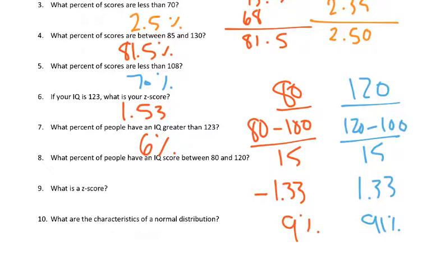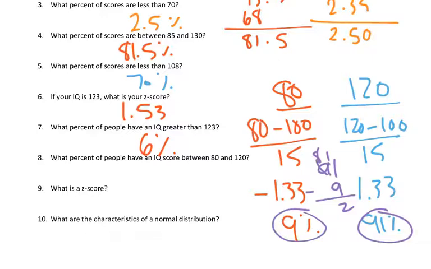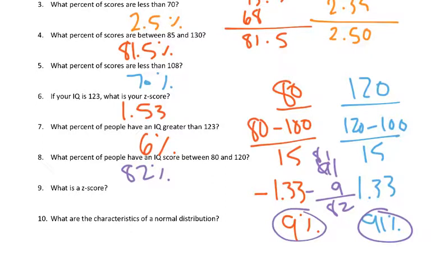So then we just simply go 91 minus 9. And if you have to do the math, you do the math, and you'd end up with 82% of people have their scores within that range. Okay? So now number 9 says, what is a z-score?